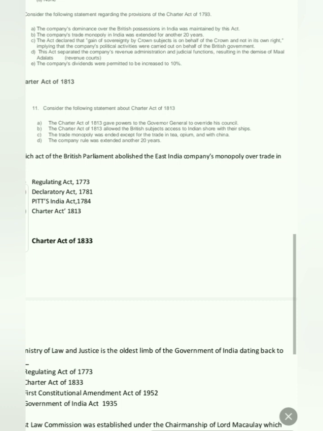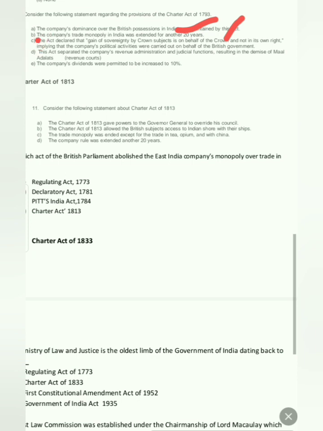The company's domain over the British possessions in India was maintained by this act. Right. The company's trade monopoly in India was extended for 20 years. Correct. So B is correct.